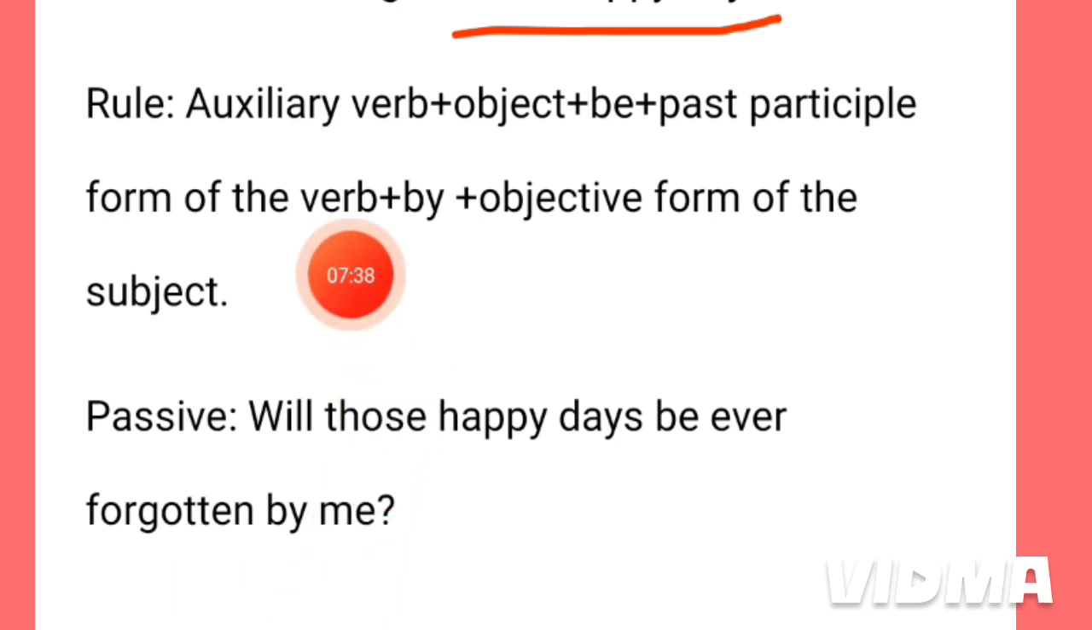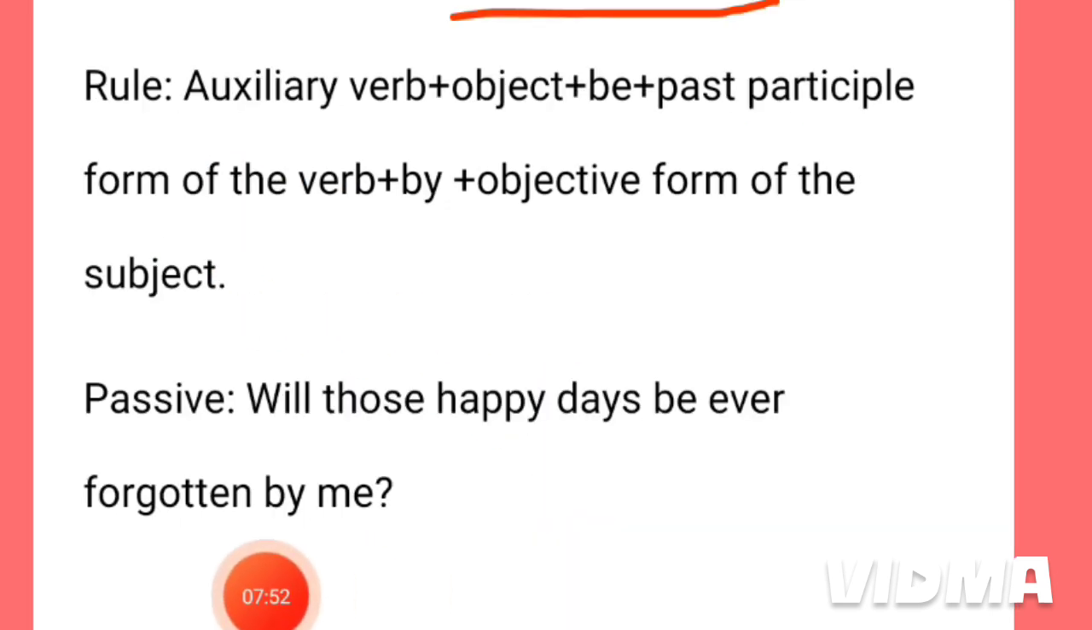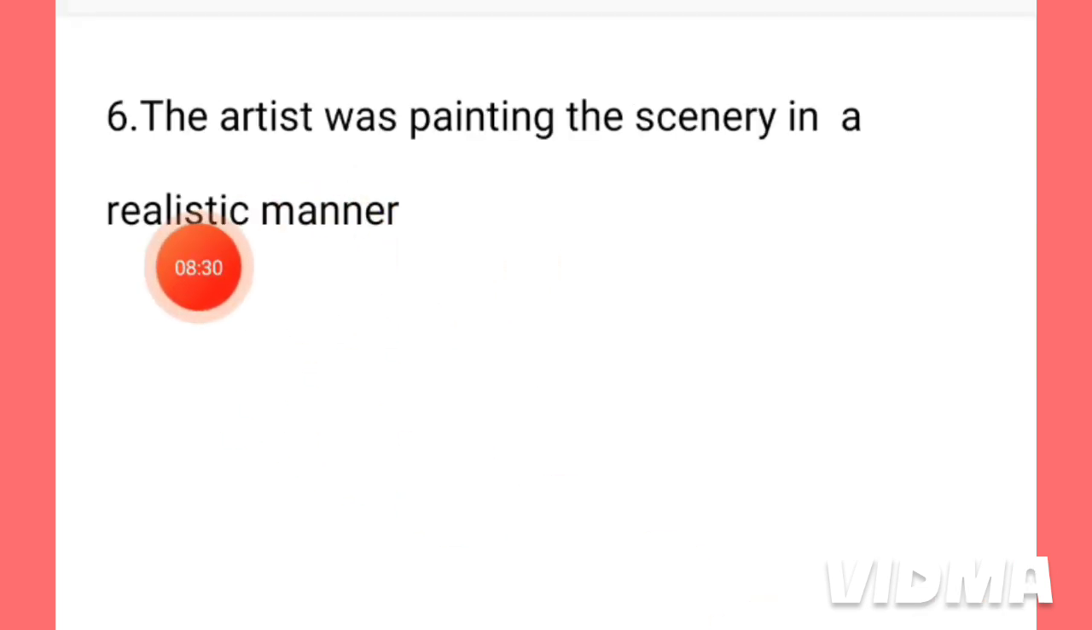Then a by. According to this rule, we have to use a by, and so we have written here by. Then lastly, the objective form of the subject. Here the subject is I, and the objective form of I is me. That is why we have written here by me. So the answer is: will those happy days be ever forgotten by me? I think this concept is clear to you. Now see the next sentence.